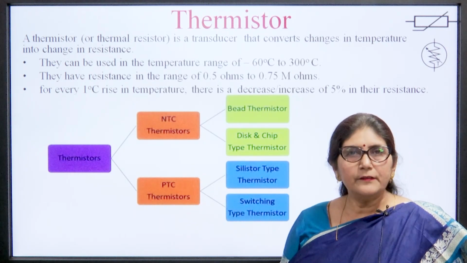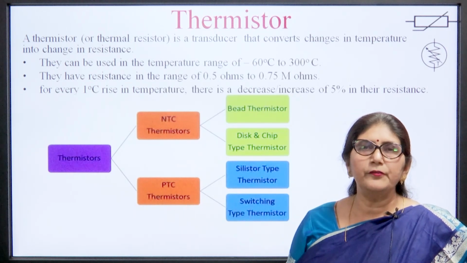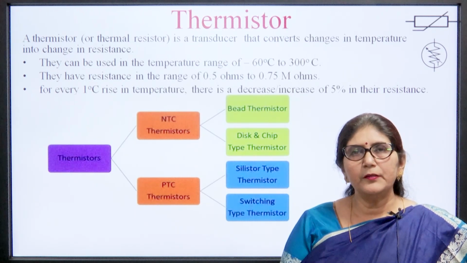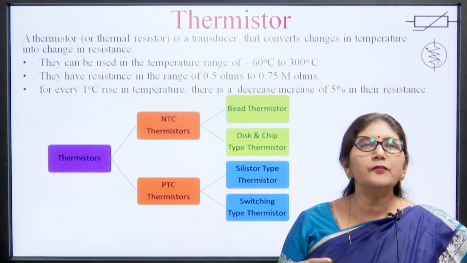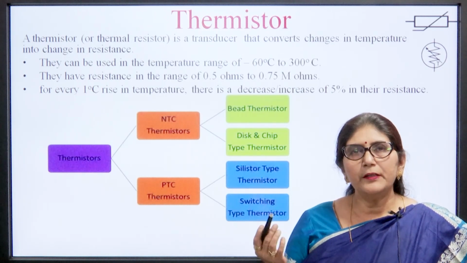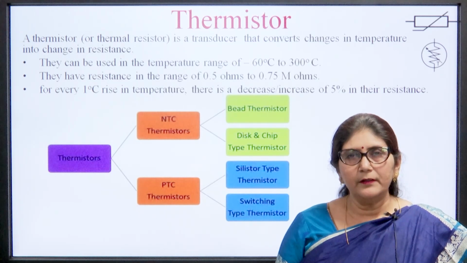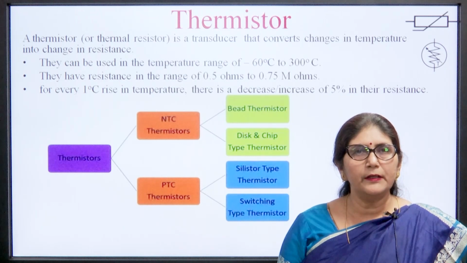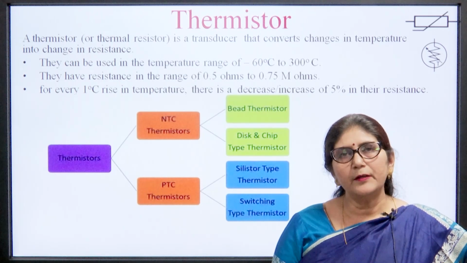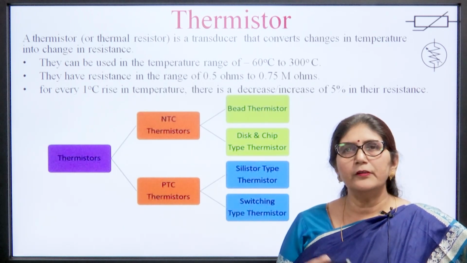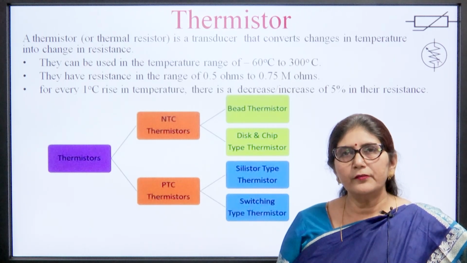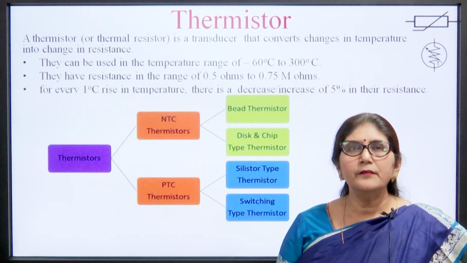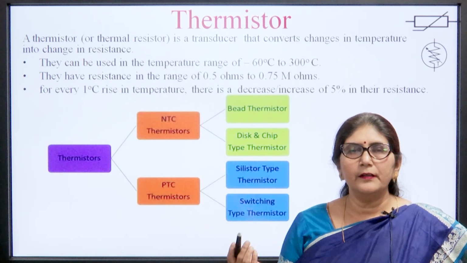The other is PTC, positive temperature coefficient thermistor. In a PTC thermistor, when temperature increases the resistance also increases. So, we know that in metal, since there are free electrons already available, when the temperature increases the number of free electrons also increases and their velocity increases, and because they collide with each other the resistance of this metal increases.